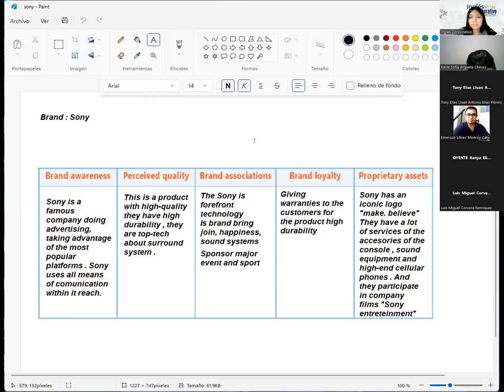Brand loyalty: giving warranties to the customer for the product's high durability. And for proprietary asset, Sony has an iconic logo, Make Believe. They have a lot of services and accessories for consoles and equipment and high-end cellular phones. And they participate in company films, Sony Entertainment.